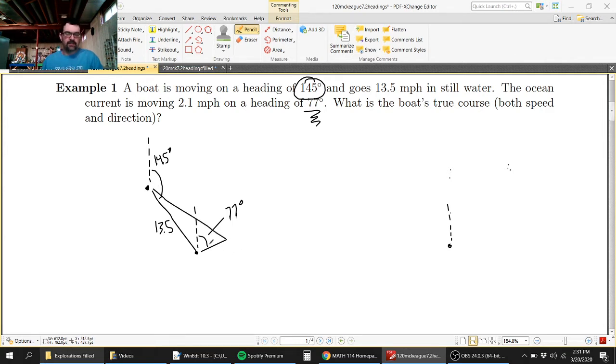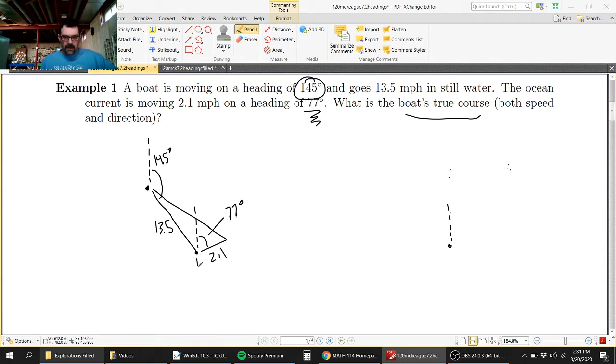So the actual path of the boat then, connect beginning to end, comes from that line. So the question is, what's the boat's true course? So how long is that line, and what direction is it pointing in? All right, now we also have 2.1. So there's the speed due to the ocean current. So if you look at it, we have two sides of the triangle that are made here, and not quite any angles in the triangle, but we'll be able to get there.